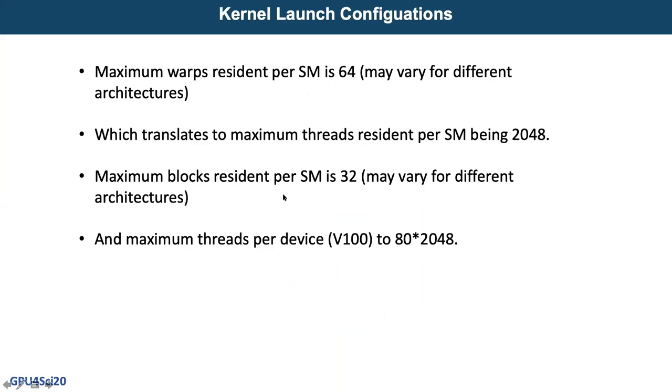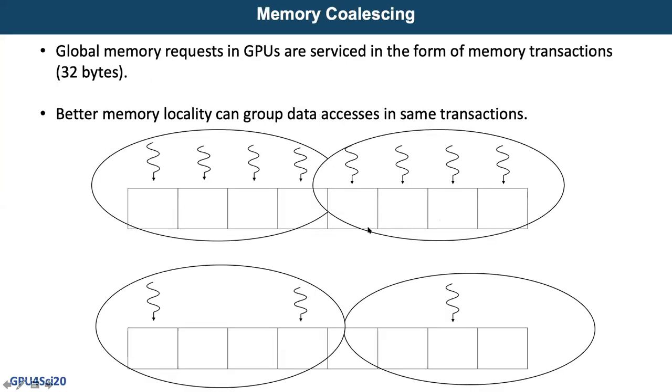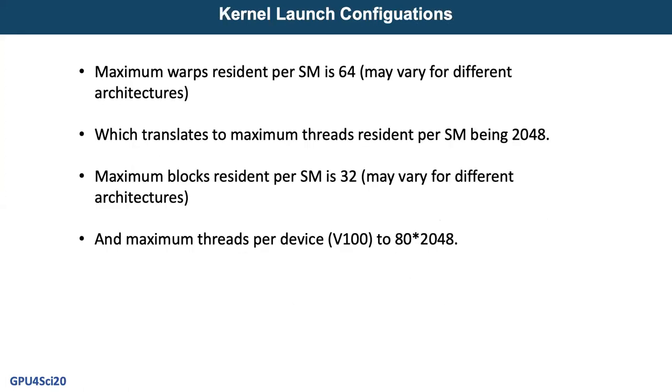But there is another limit, the maximum number of blocks. How these threads are divided across blocks is up to you, but the number of concurrent blocks per SM cannot be more than 32 for a V100 device. Since the V100 has about 80 SMs, the total number of concurrent threads you can have on the device is about 160,000, which is the product of 2048 and 80. So that was all about kernel configuration, and you will obviously experience this concept in the exercises that we have for you.